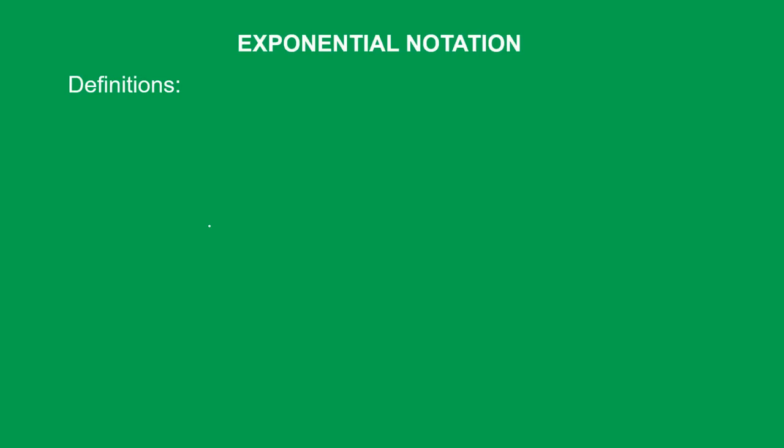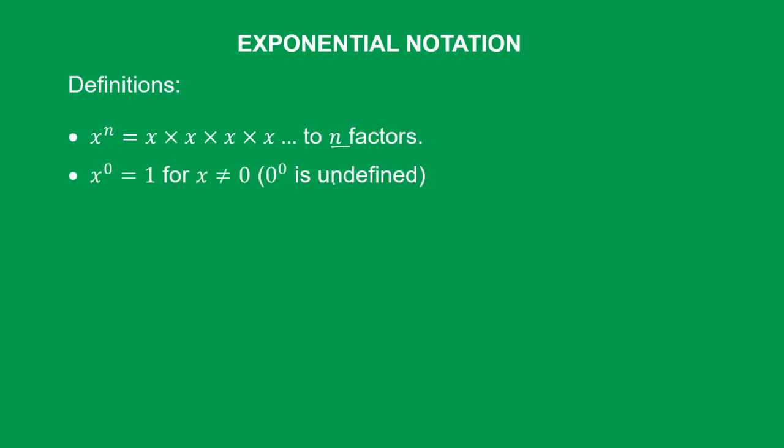Then we have definitions. We're going to talk about the exponential laws later. Let's just discuss these definitions. So x to the power n is x times x times x, and it goes on like that to n factors. Any base to the power 0 is equal to 1. Remember that. And x to the power negative n is equal to 1 over x to the power n.